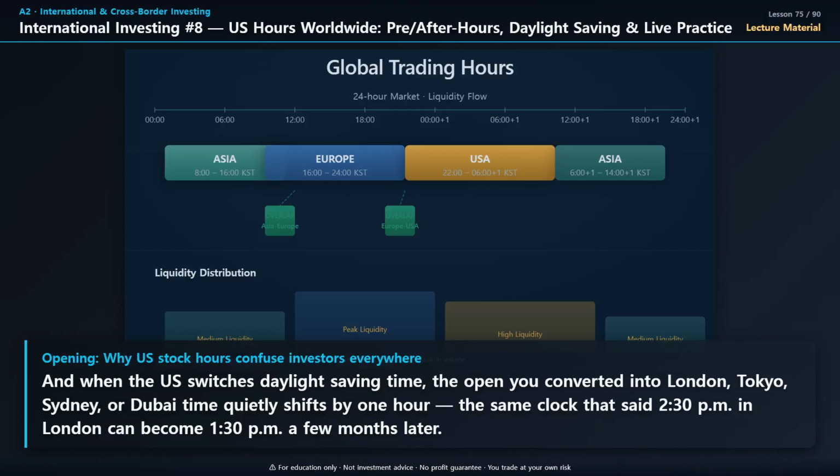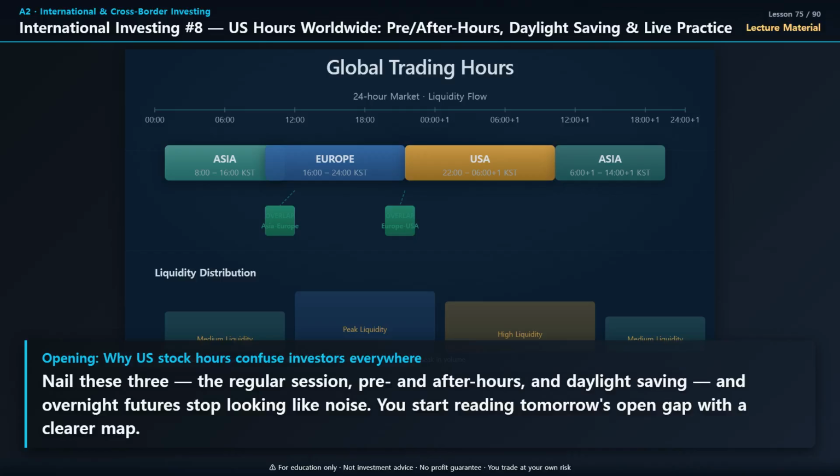And when the U.S. switches daylight saving time, the open you converted into London, Tokyo, Sydney, or Dubai time quietly shifts by 1 hour. The same clock that said 2:30 p.m. in London can become 1:30 p.m. a few months later. Nail these three: the regular session, pre- and after-hours, and daylight saving, and overnight futures stop looking like noise. You start reading tomorrow's open gap with a clearer map.